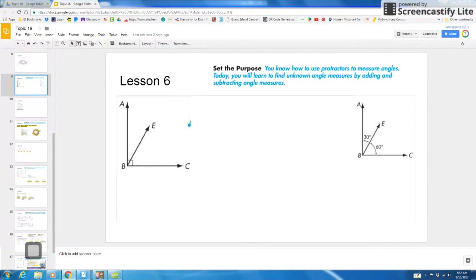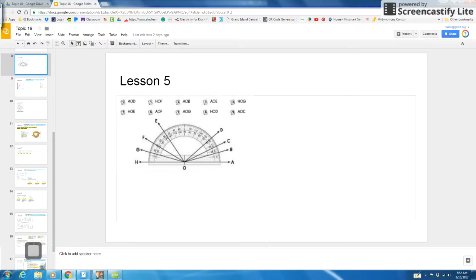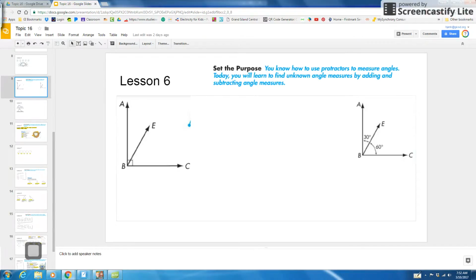This is a longer topic, and we are going to continue to look at measuring angles today, okay? So yesterday, we focused on using those protractors to help us find the measures of angles. Today, we're going to use our knowledge of angles that already exist to help us find the missing angles. And this will make more sense in just a minute when I show you our first example.